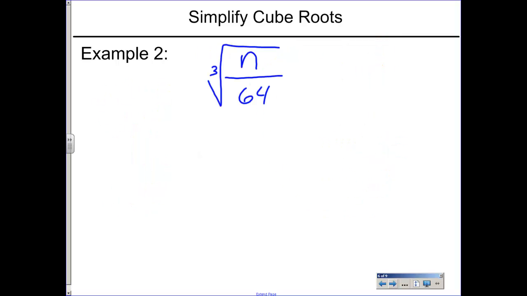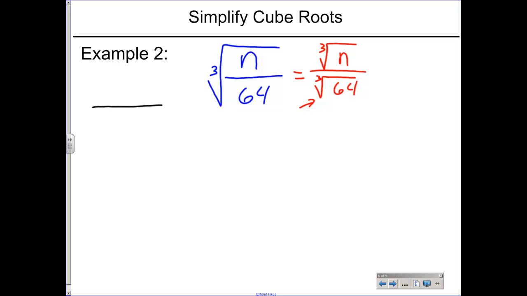Simplifying cube roots again, we have a fraction under the radical, which we're not allowed to do. So we're going to rewrite that as the cube root of n over the cube root of 64. Now before we try to rationalize the denominator, we want to see if we can simplify this cube root. It's easier to simplify cube roots first before you try to rationalize the denominator. It brings the numbers you have to work with down much smaller.